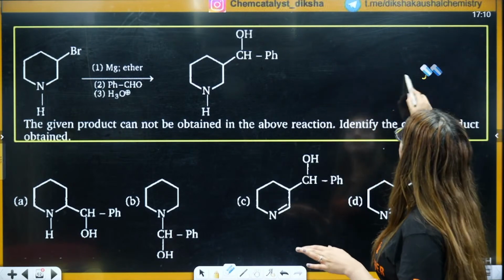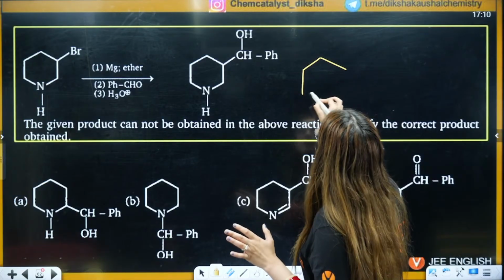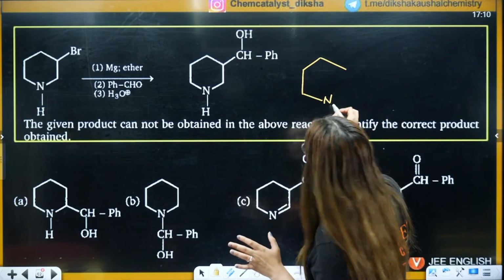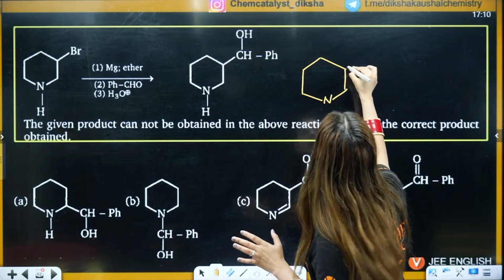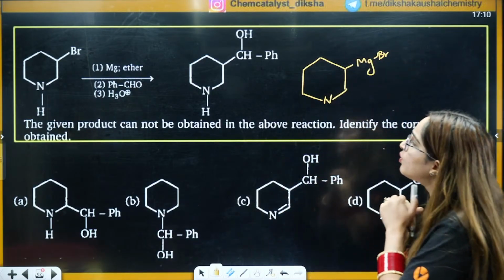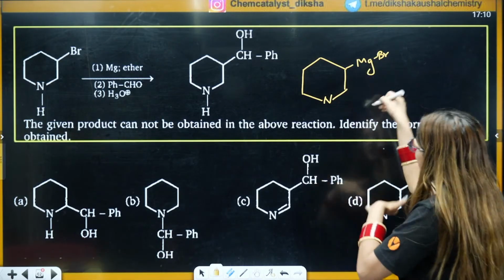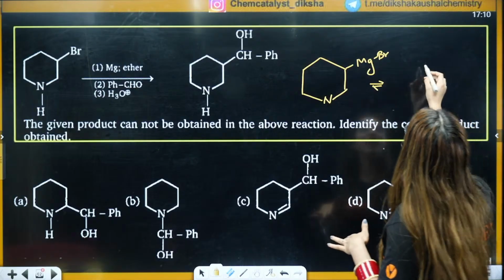That means in the first case, you will have the formation of the Grignard reagent, that is this thing. So that is nitrogen here, right? Here you have MgX, MgBr. Now, you have PhCHO. You know what will happen? Just after this, what will happen?